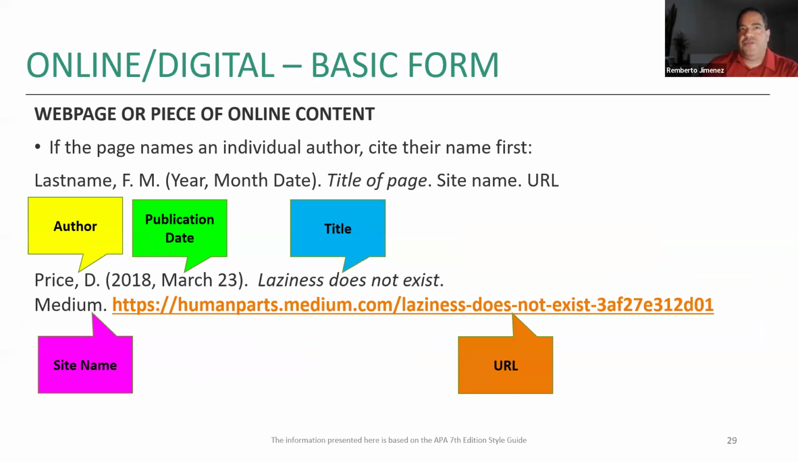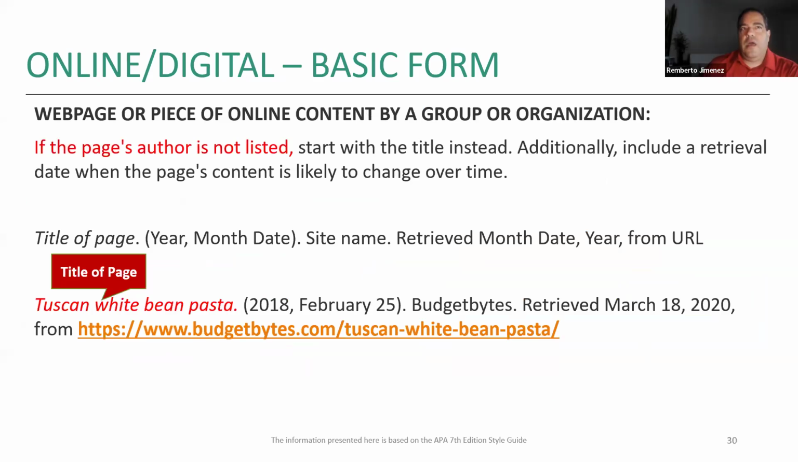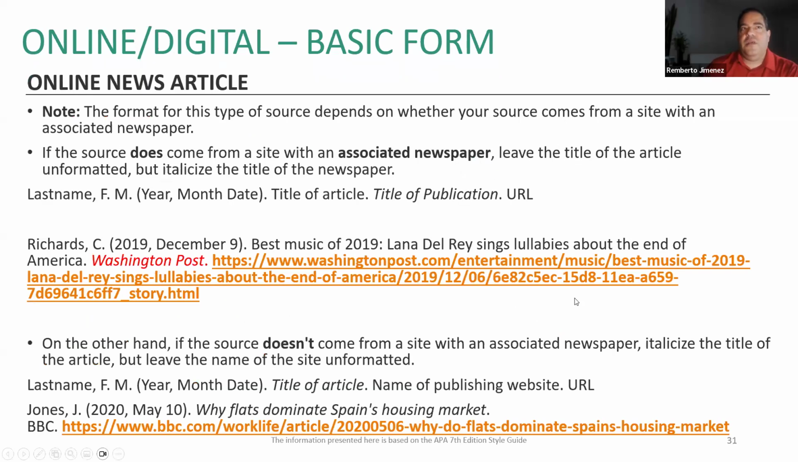When it comes to a web page, it's pretty easy. Author, publication, title, the site name, and the URL, or Uniform Resource Locator. Again, online digital basic form, if you do this for a web page or a piece of online content by a group or an organization, you put the title of the page in some cases, site name, and other information.